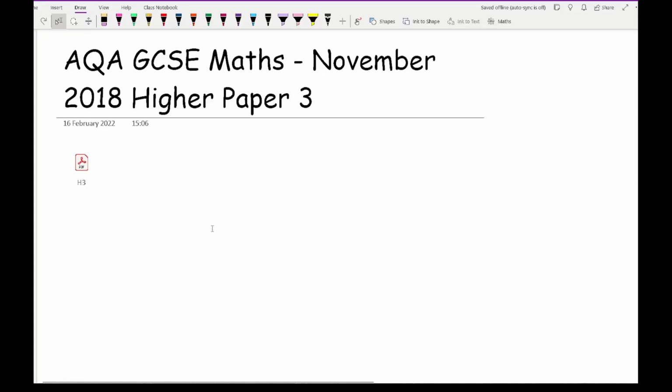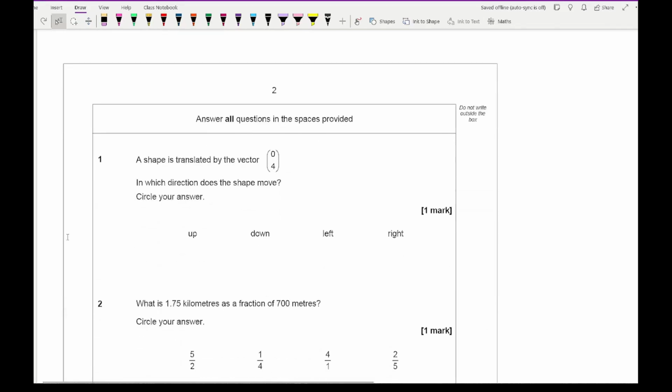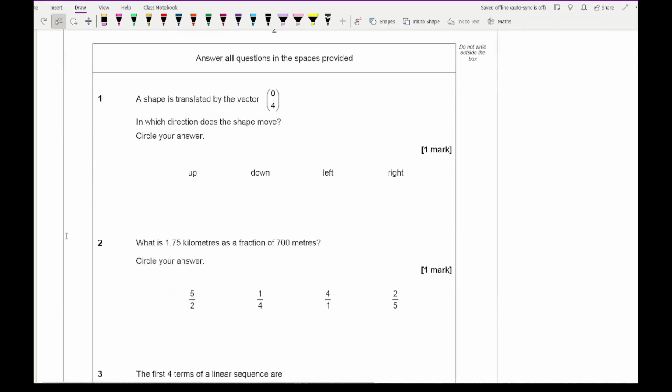So let's get started on this 2018 November Higher Paper 3. Looking at question 1, it says that a shape is translated by the vector 0, 4, and it says in which direction does the shape move. So here you can see from the top number we've got 0 horizontal movement, but we have got a positive vertical movement, which implies that we are moving up.